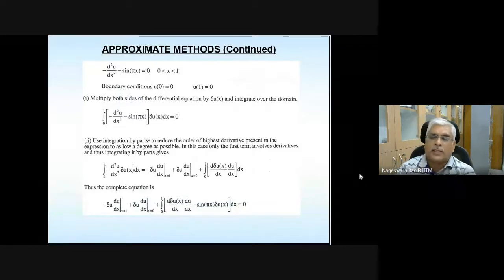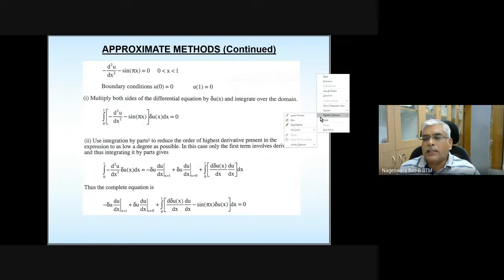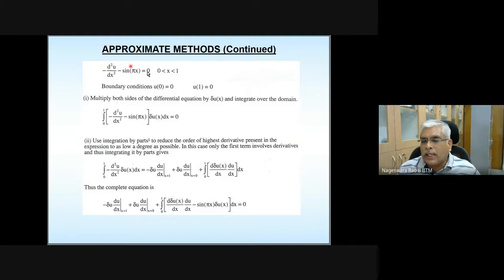What are the various steps? Let's go through them. Given boundary value problem, and this is the boundary value problem that we are looking at. We solved the same problem using weighted residual methods, and we are trying to solve the same problem using variational method. These are the boundary conditions. Both the boundary conditions are essential boundary conditions.